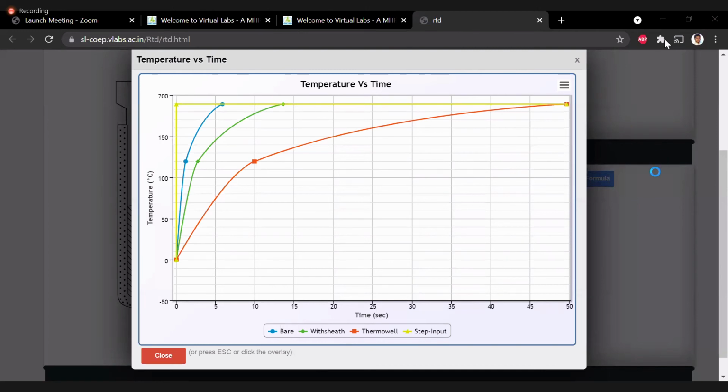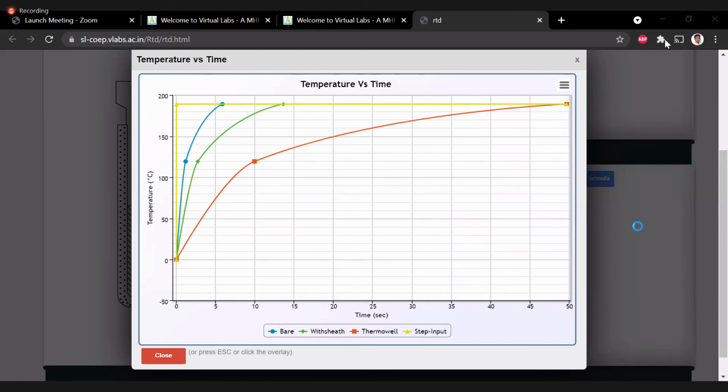Right. What is the difference between these three lines? The output will be given, the input, the output will be a bit late for the thermowell, then compared to with sheath, and then compared to bare platinum wire. Right. So which is best to get output? Bare one or with the sheath or thermowell? Bare one.